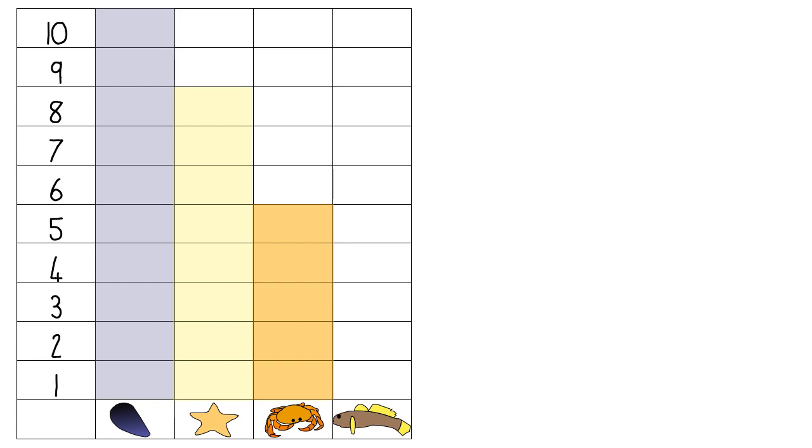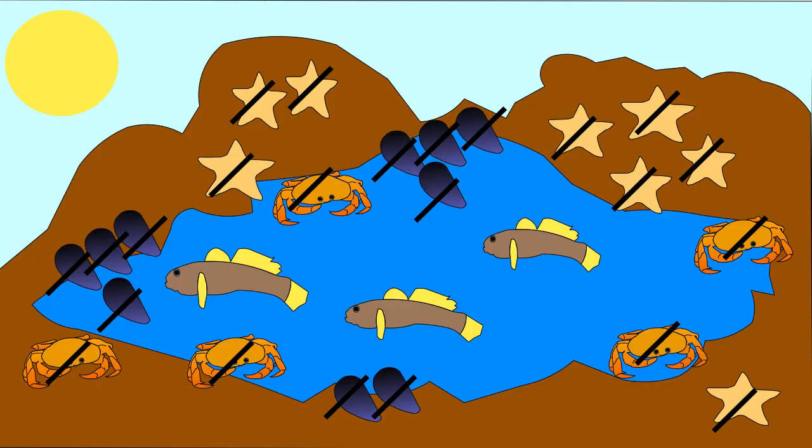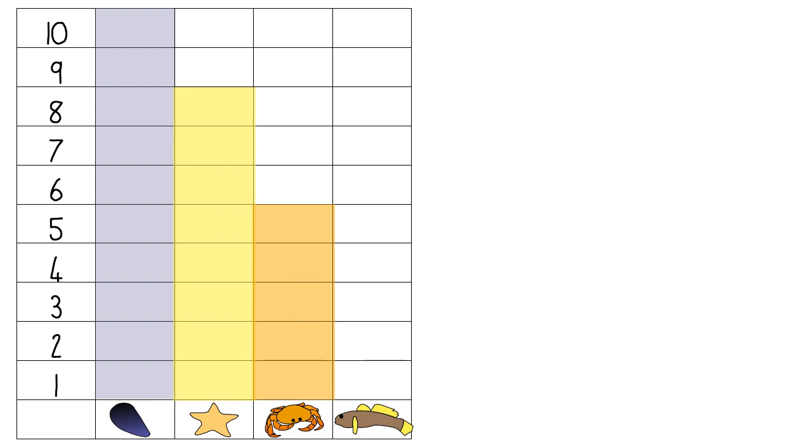Lastly, we need to count the fish. Count with me. 1, 2, 3. There are 3 fish. We must color in 3 blocks above the fish.